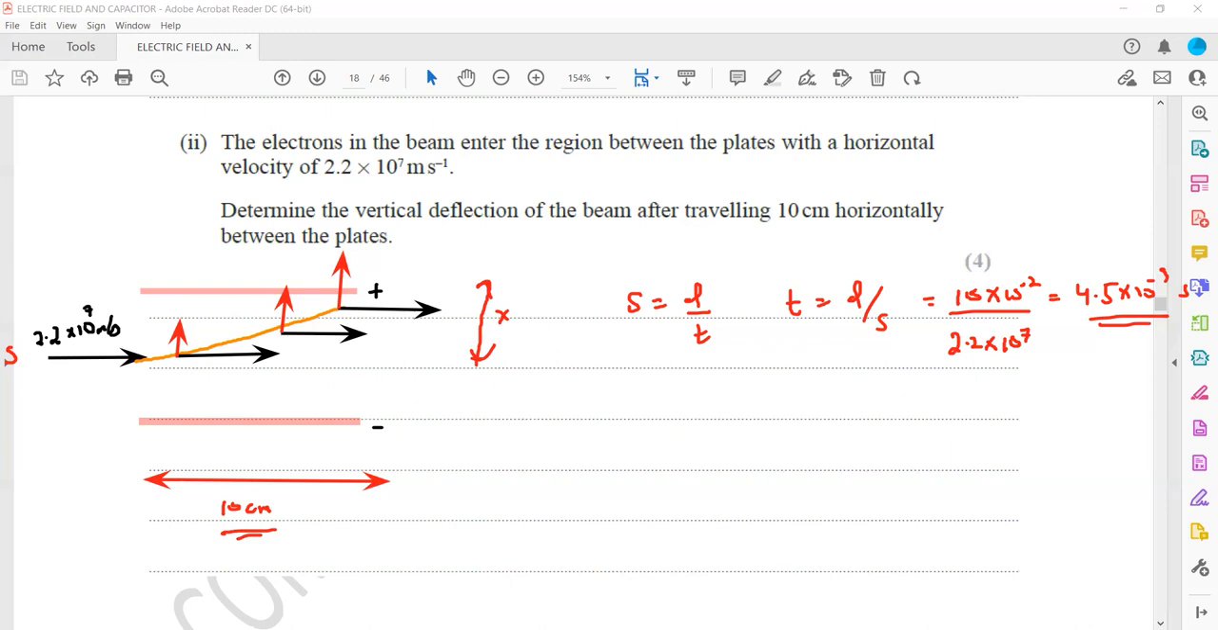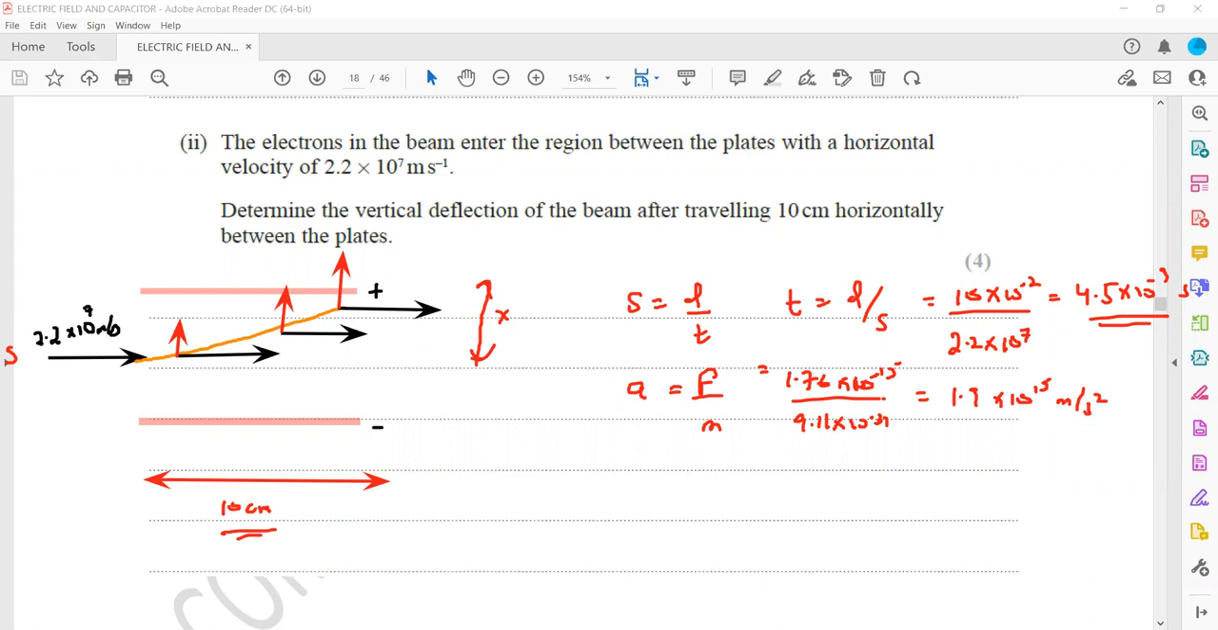Now, we already have the force from the previous part. So using that force, we can determine its acceleration, the change in the velocity in this vertical plane. F is equal to ma, or a is equal to F divided by m. F is the force it experienced, 1.76 × 10^-15, divided by the mass of the electron, which is 9.11 × 10^-31. When we divide them, this gives us the acceleration, which is 1.9 × 10^15 meters per second squared.